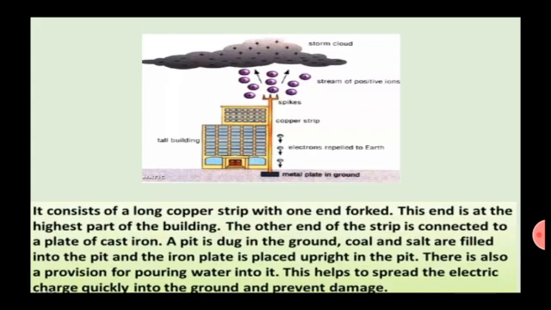Lightning conductors conduct a lightning strike from the roof of a structure by way of heavy copper or aluminum wires to rods driven into the ground, thereby protecting the structure.